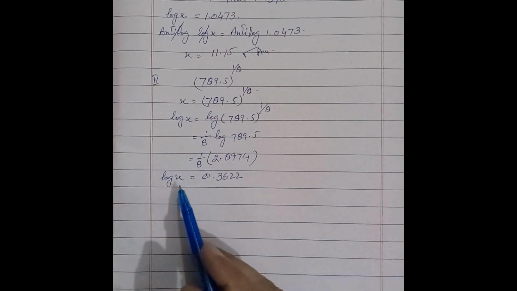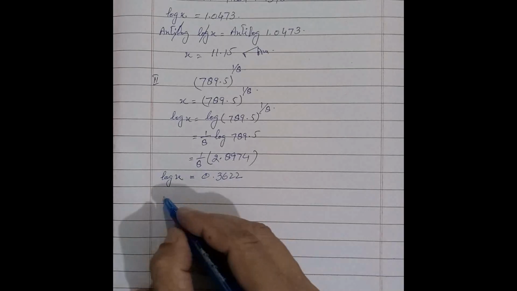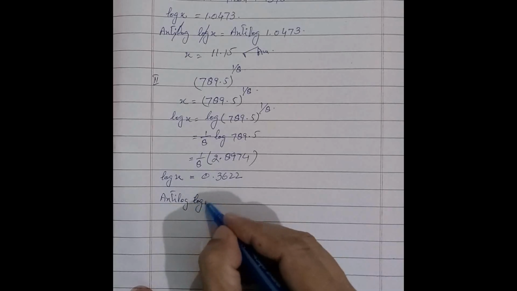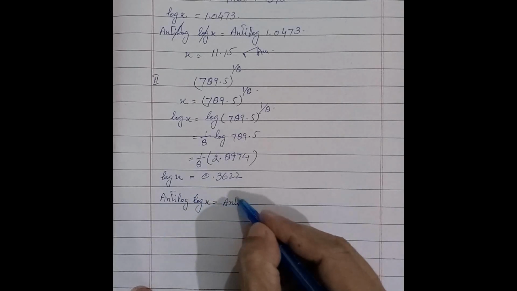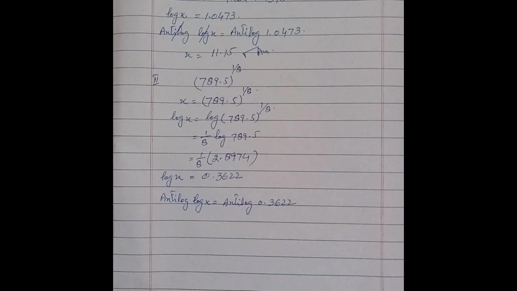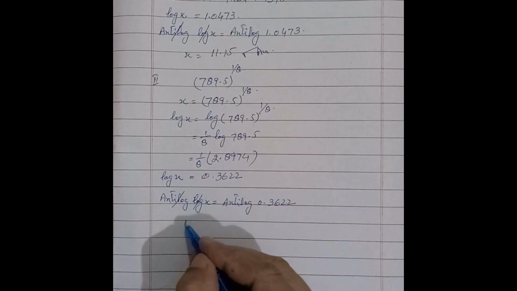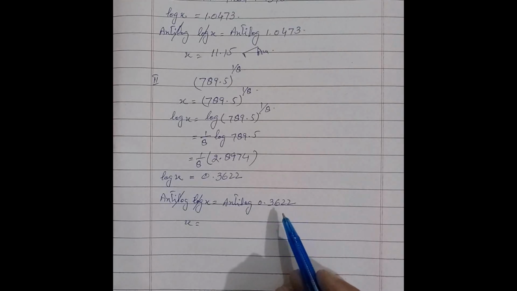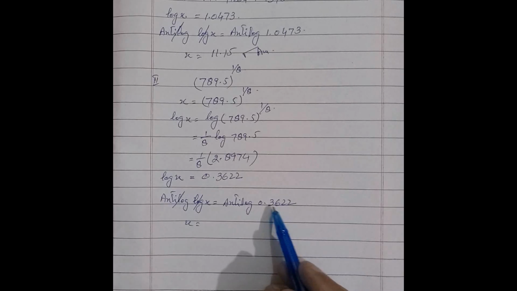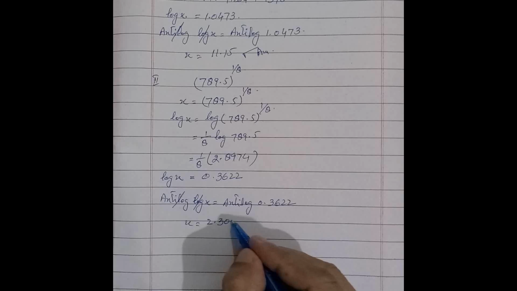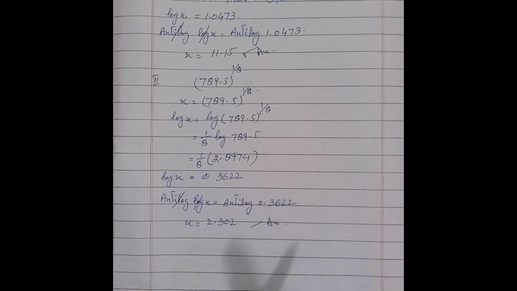Now when we find the value of x, we apply antilog both sides. Antilog log x is equal to antilog 0.3622. This antilog cancels the log. We have x is equal to antilog 0.3622. So we apply the antilog of 0.3622. We get the value 2.302, which is the answer of part 2.